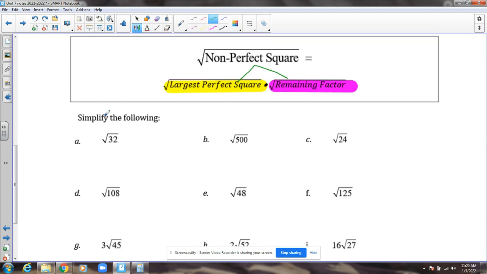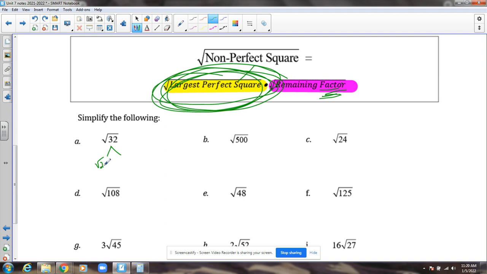For the number 32, I'm going to split this up into its largest perfect square. That's the key. So we have to do this by looking for the factors. It's not adding or subtracting into 32. It's multiplying into 32. So I don't want you to write this. Don't write this. It's not 25 and 7.